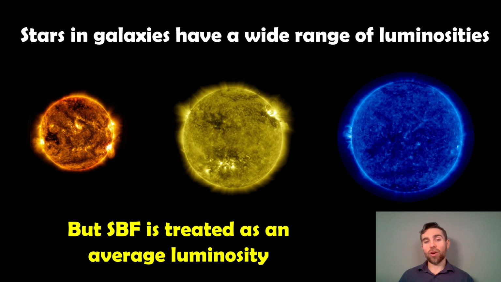Now, the stars in galaxies are of a variety of different colours, luminosities and sizes, so you get quite a wide range of luminosities from the stars in the galaxies. However, the surface brightness fluctuation technique treats it as an average luminosity. You're not looking at individual stars. But there is some correction that you do if you know the population of stars in the galaxy.